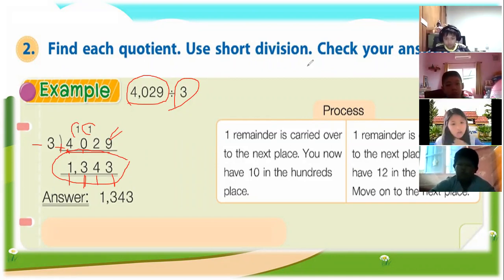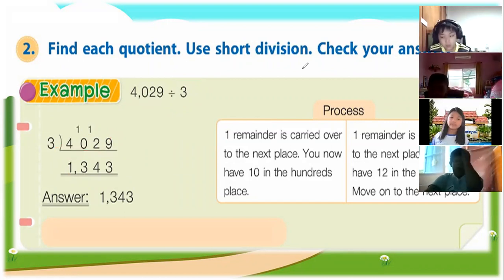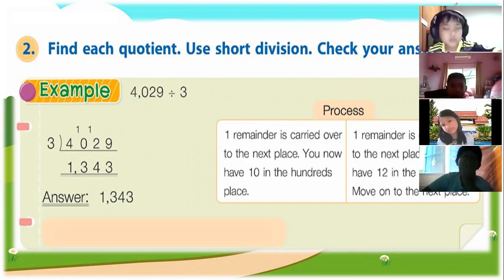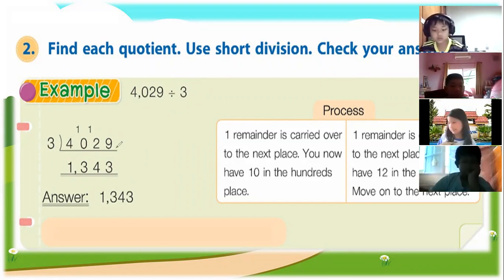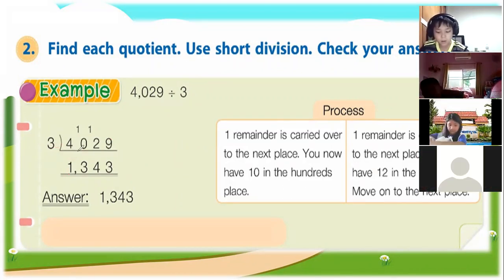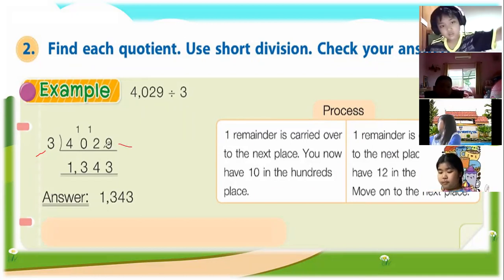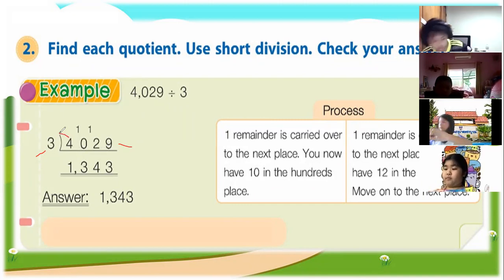It's very simple, students. The same way we use the table in the longer form, in the short form we are also going to use the same table. The difference is here. Just concentrate one more time. Here we have the divisor number 3, and the dividing number 4029. So we're going to start with the greater number, which is 4000.